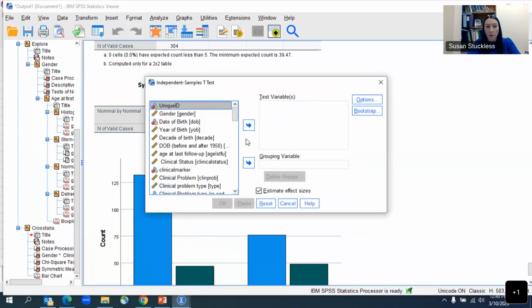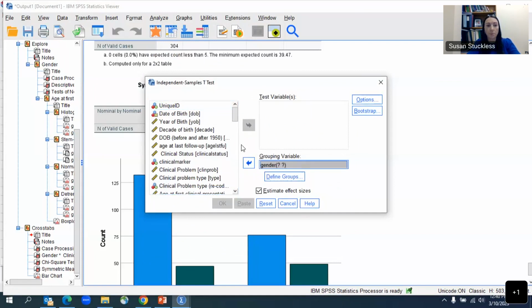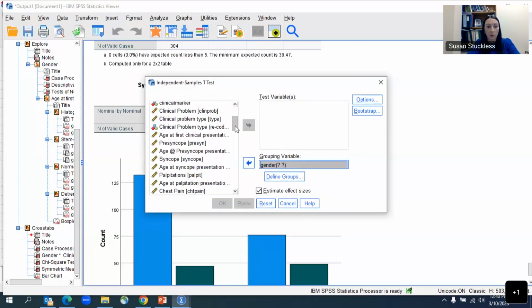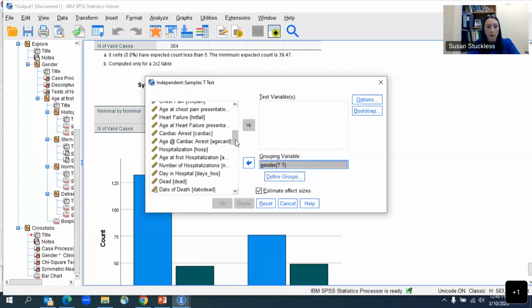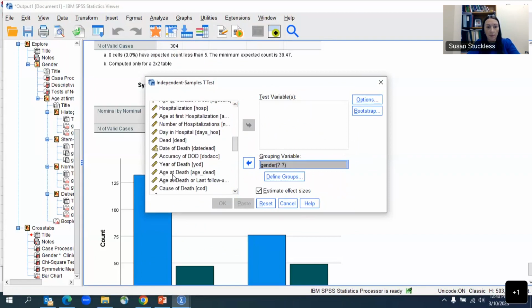So for this one, the grouping variable again is going to be gender. And the test variable is going to be age at death. So I'm going to bring that over.